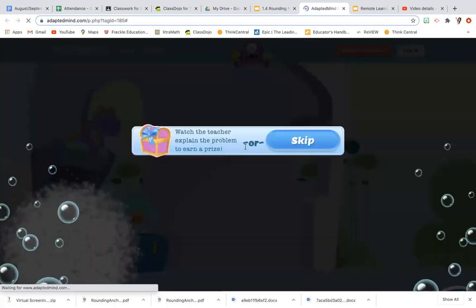I'm going to play a quick little game with you. This one is just rounding to the nearest 10, so that's pretty easy. I just clicked on that picture, so if you want to play this game later, you can click on that picture and find the link.